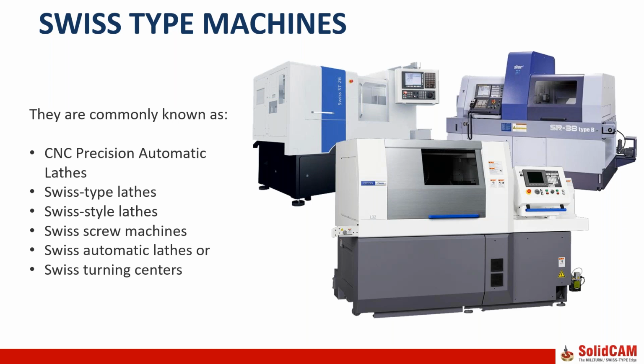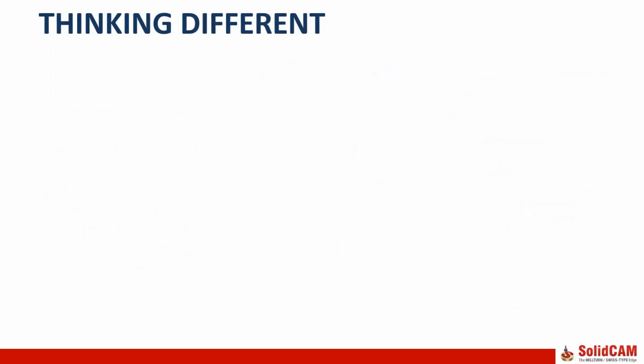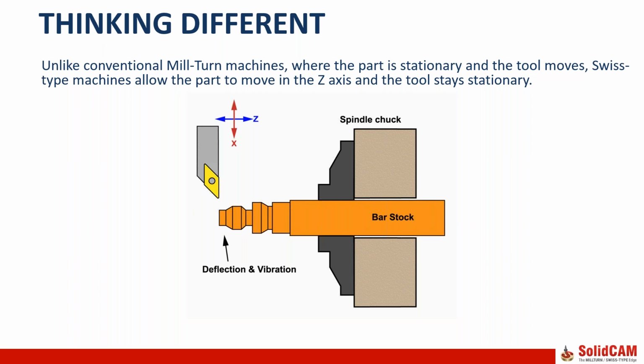They are called Swiss type machines or Swiss type lathes or whatever. Nothing to do with Swiss today. The production is in Japan, in Korea, in Taiwan. Well, there are many others. So what is so special about Swiss type machines for us, and what are the complications with them? There is a little bit different thinking with these machines.